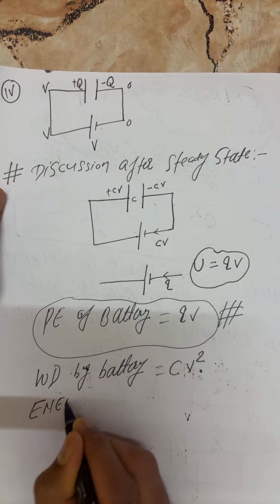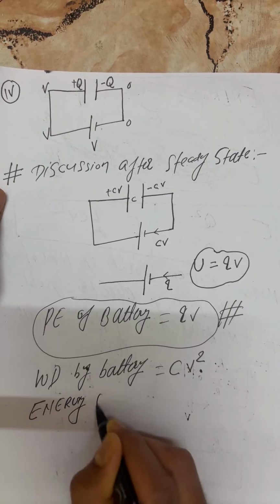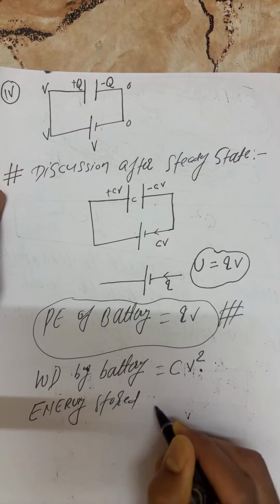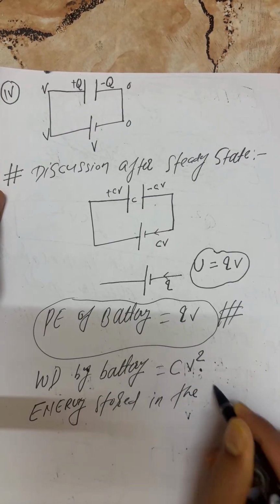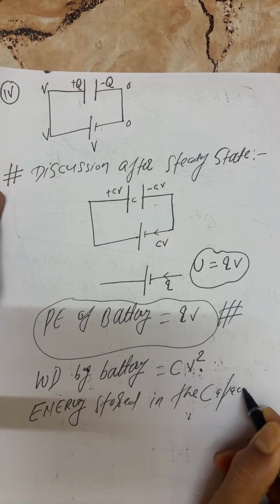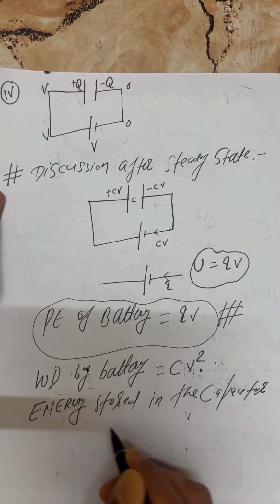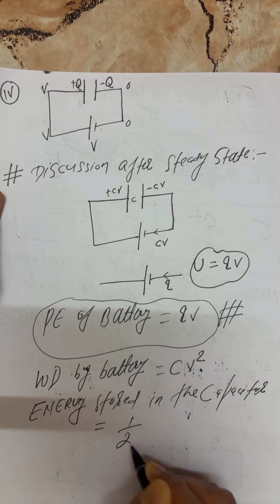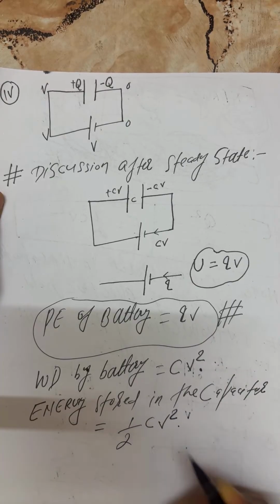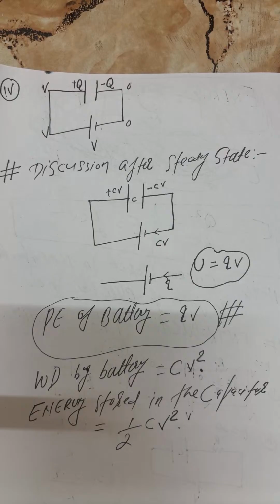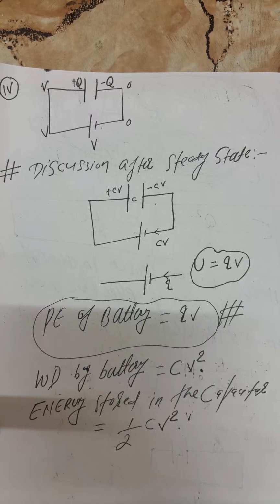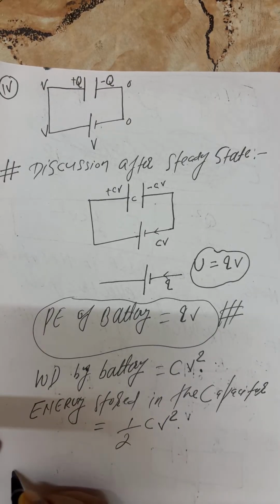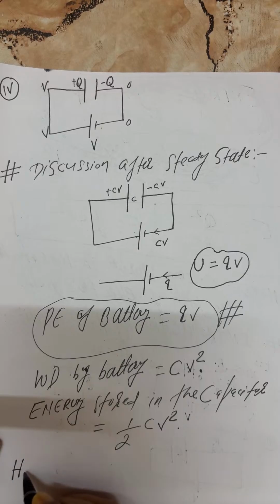What about the energy stored in the capacitor? It is equal to half CV square. Energy stored in the capacitor is half CV square, right? So what about heat for this pattern of questions? Keep in mind the heat formula here.